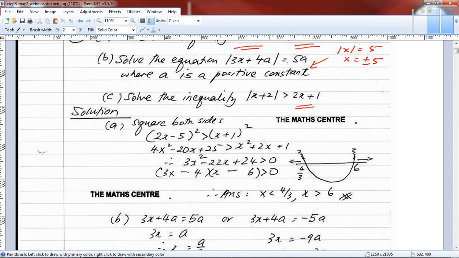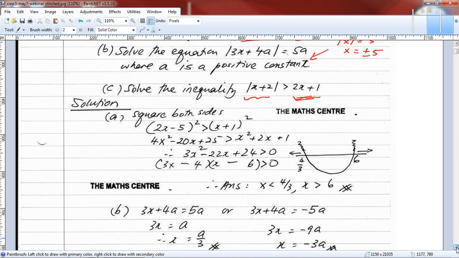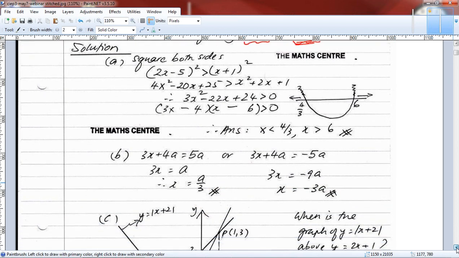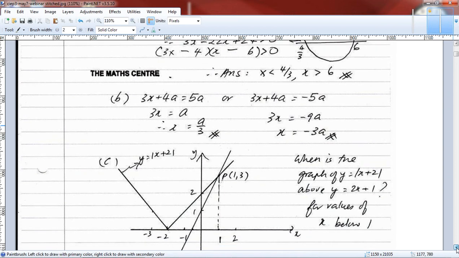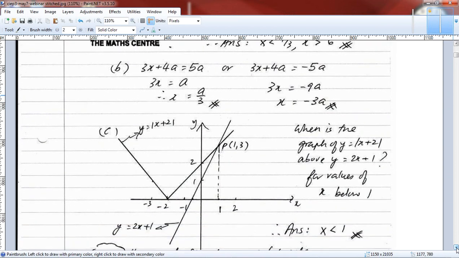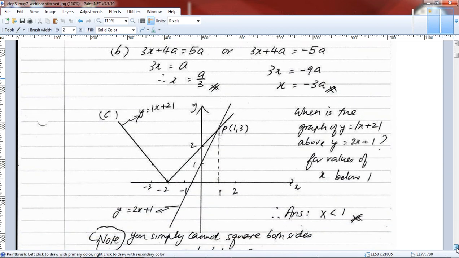I'll make a comment at the end of the solution, but please take note. You know this is positive, you don't know whether this is positive, so you cannot square both sides. I would think the easiest way to do this would be to resort to graphs. So I have sketched the graph here. I repeat, you do not have to copy down any of these things. I'll mail them to you.